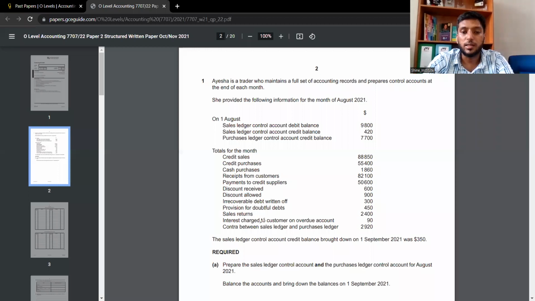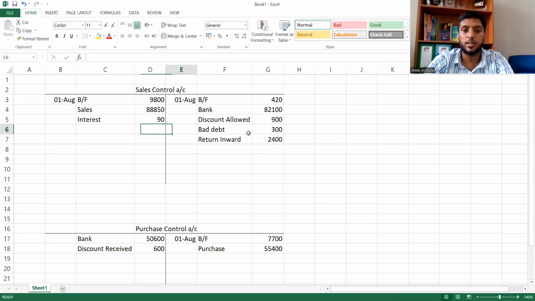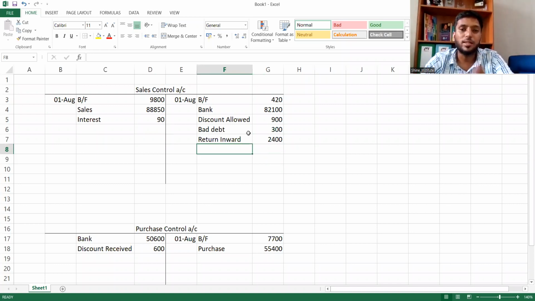We have contra between sales ledger and purchase ledger. So we have a contra entry. If it is a sales ledger and purchase ledger contra entry, you need to know it is a set off. With set off, as I said, the debtors control account should be credited and the purchase control account debited. What is this set off?